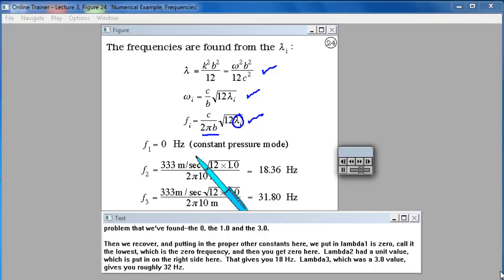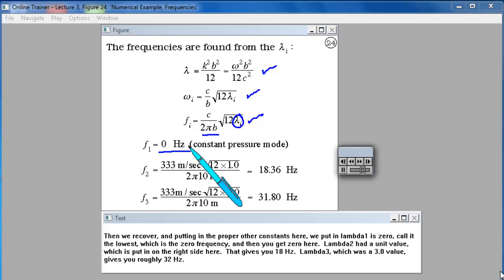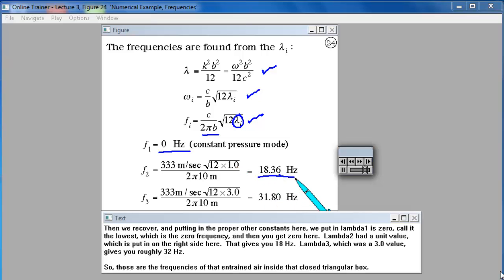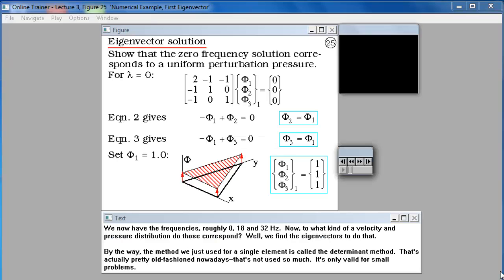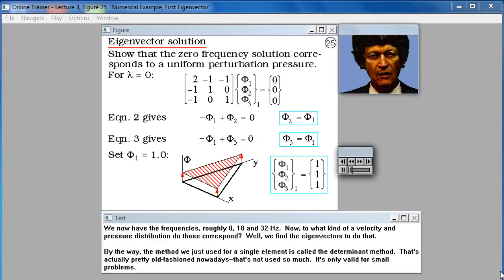lambda 1 is 0, call it the lowest, which is a 0 frequency, and then you get 0 here. Lambda 2 had a unit value, which is put in on the right side here, and that gives you 18 hertz. Lambda 3, which was a 3 value, gives you roughly 32 hertz. So those are the frequencies of that entrained air inside that closed triangular box. So we now have the frequencies, roughly 0, 18, and 32 hertz.